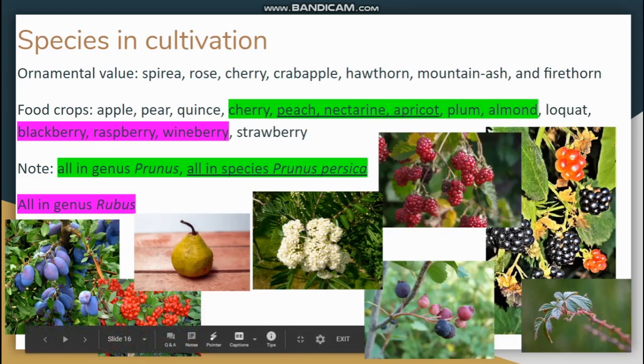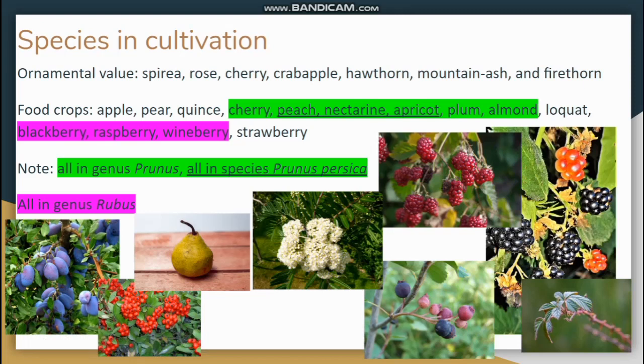Serviceberry, that is kind of an edible wild plant. And then we have some edible plants like apple. Everybody loves apples, I hope. Really was hoping to do an apple grafting activity with the class this year. We'll have to wait till next year.